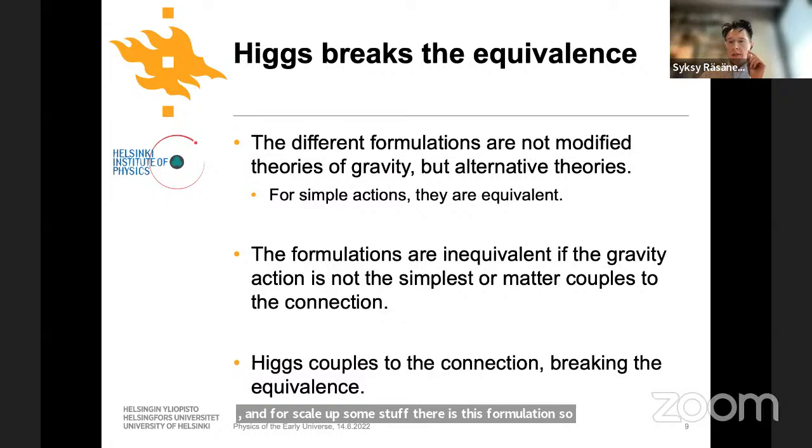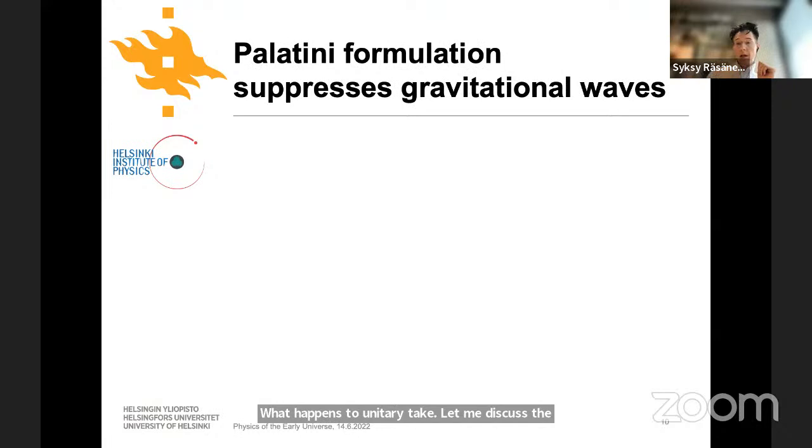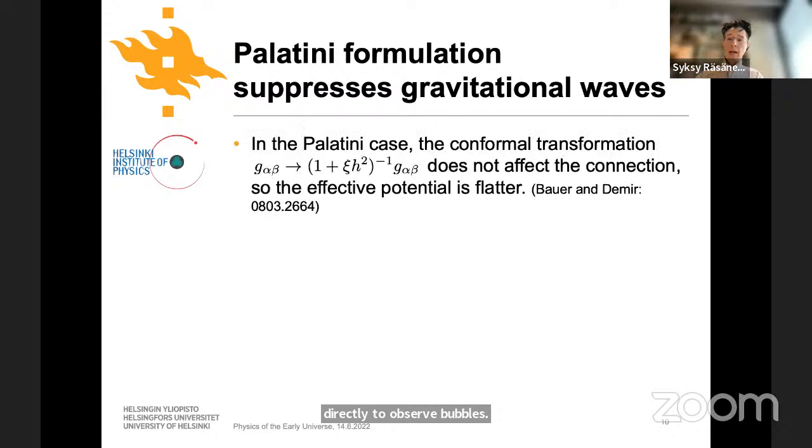In the previous talk, there was a discussion of this very nice work on what happens to unitarity. Let me start with a different aspect of the differences, namely something that's related directly to observables: in the Palatini formulation of Higgs inflation, the gravitational wave amplitude is smaller. The origin of this is that both in the metric case and the Palatini formulation, we're starting with the same action. You just have the Ricci scalar coupled to the square of the Higgs field. You do a conformal transformation to go to the minimally coupled canonical field.